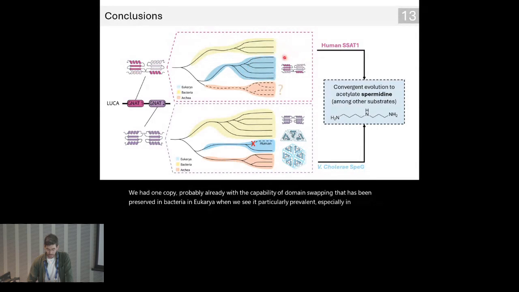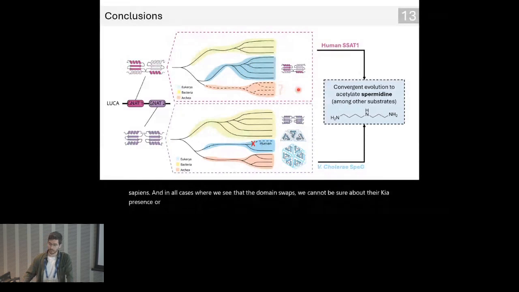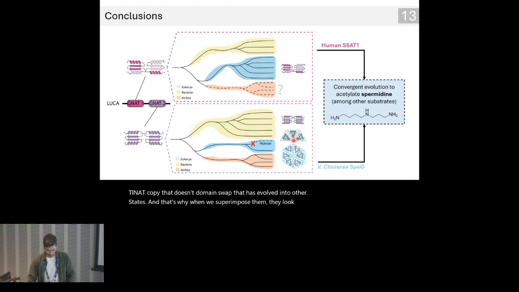And in all cases where we see that it domain swaps, we cannot be sure about their archaea presence or absence, because for that we would need to check much deeper, all the many more genomes, for many more archaeal genomes. And then we had another GNAT copy that doesn't domain swap, that has evolved into other oligomeric states, and that's why when we superimpose them, they look quite alike, like hexamers or dodecamers, that probably has been lost in human.